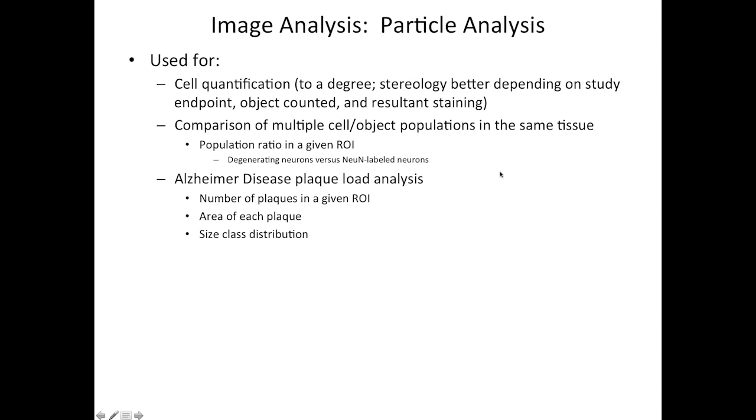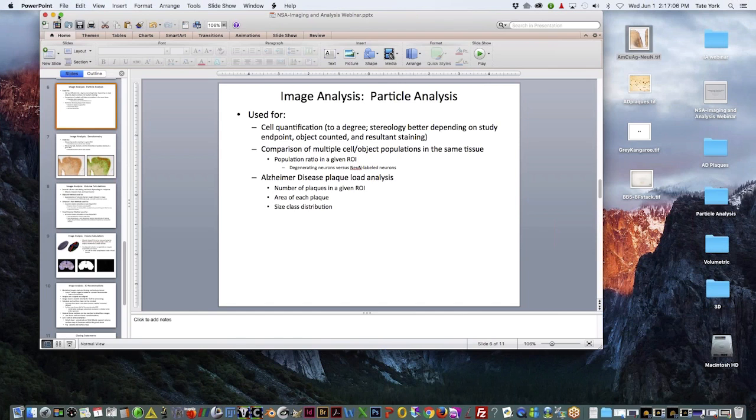So here's the original image. Again, this is mouse cortex stained with amyloid beta 1 to 42, I believe. So we've got the original image. Now, this is the final image that we're trying to get to. So how do we get there?